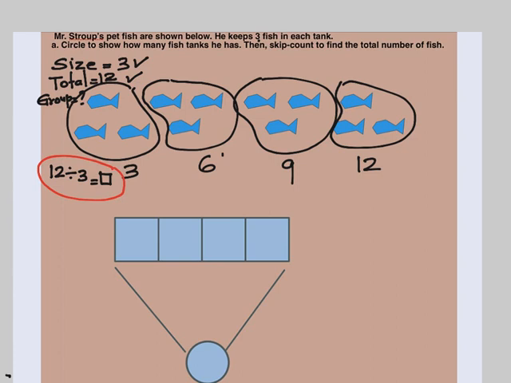So let me write it, where 12 is the total and 3 is the size of one group or each group. And what we have to find is the number of groups, or here the group represents the number of tanks that he uses for those fishes.